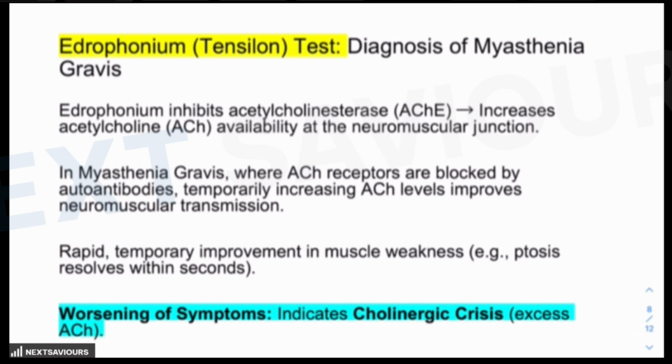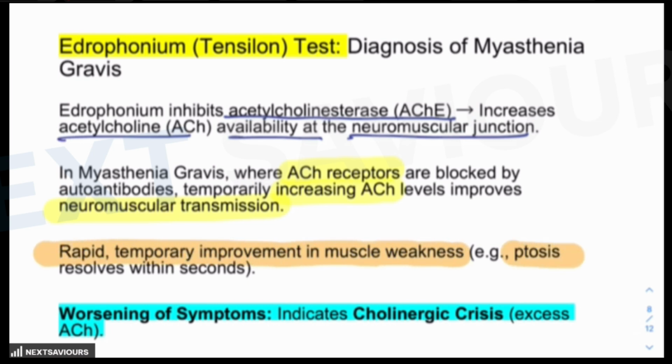But if you want to know what the edrophonium test is, edrophonium is responsible for inhibiting acetylcholinesterase. That means it increases the acetylcholine availability at the neuromuscular junction. And as you know, in myasthenia gravis, acetylcholine receptors are blocked by autoantibodies, so temporarily increasing the ACh level improves the neuromuscular transmission. As a result, there will be rapid temporary improvement in the muscle weakness, like ptosis will be resolved within seconds. So this is the finding for the edrophonium test. But if there is worsening of the symptoms, then this indicates cholinergic crisis. So that is all about the edrophonium test, which we have not kept in the question related to myasthenia gravis.